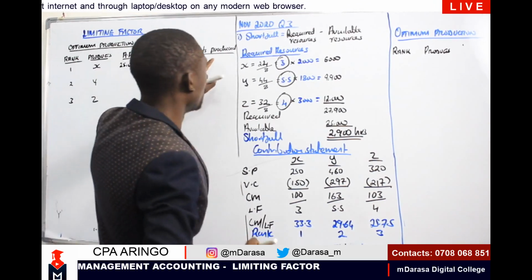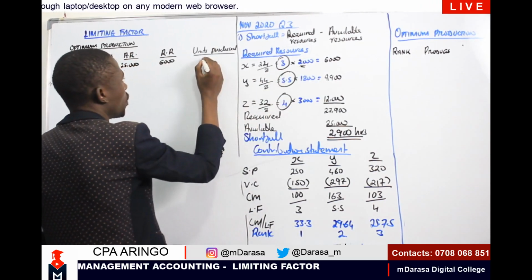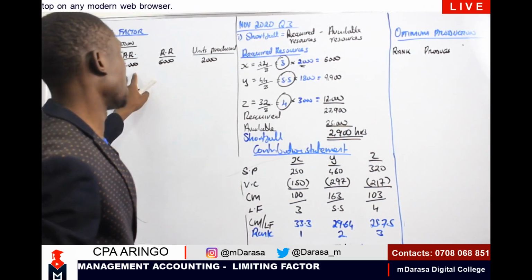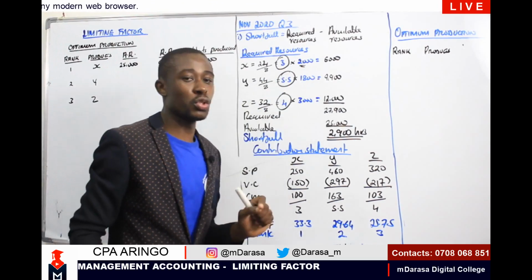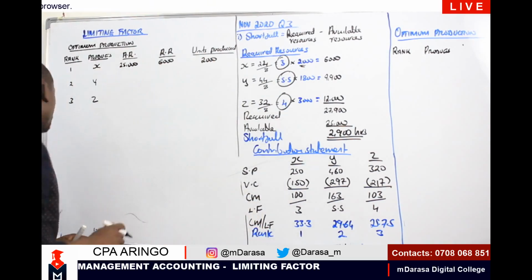And units produced maximum of X, we had how many hours? Or rather, how many units? 2,000. So, I'm having enough resources to enable us to produce to our maximum. Come to the second part.